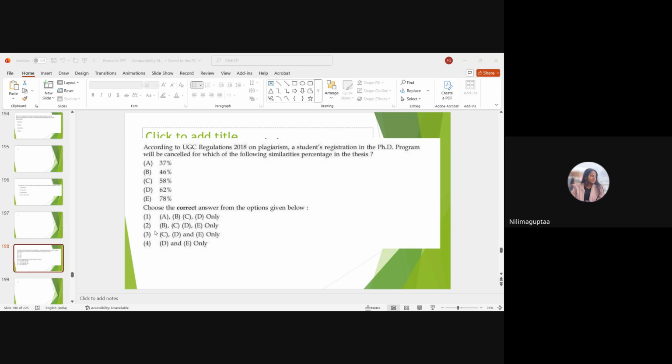Which of the following similarities? So the answer is yes, correct. That is B and E. Okay. So yeah, very good. All of you who have given the correct answer, that is 4.